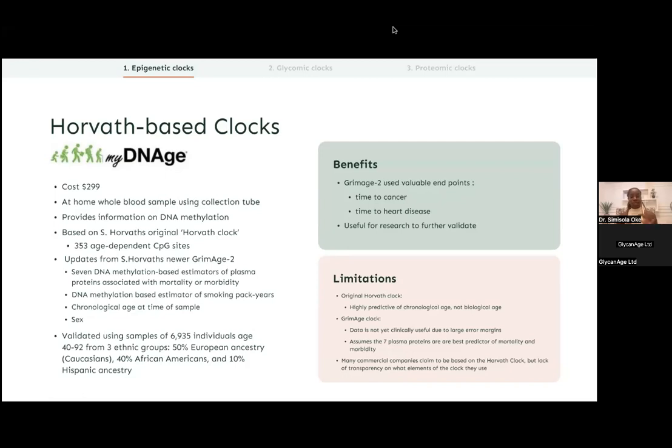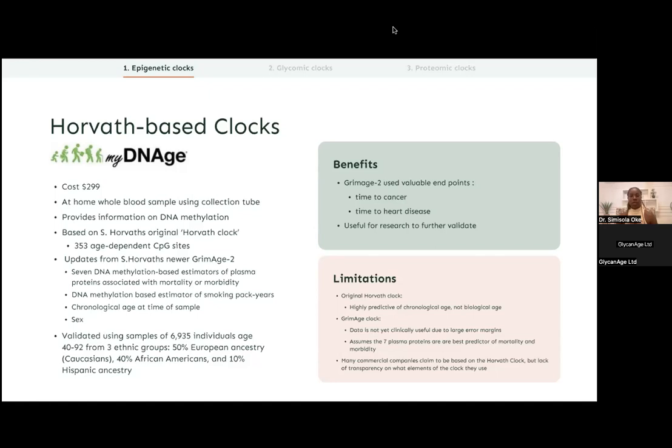And so not only do they look at these plasma proteins, but they also look at your smoking pack years. I think it's very well known that smoking has a huge impact on your longevity. And they also looked at chronological age, so at the time of the sample, and the sex. They combined all of this information, stick it into a machine learning algorithm, and they spit out a biological age based on the algorithm. And so this algorithm is validated. They validated it using a number of different samples on individuals, about 7,000 individuals from the ages of 40 to 92, and looked at various different ethnic groups, and that's how they validated that the algorithm they're using is working.